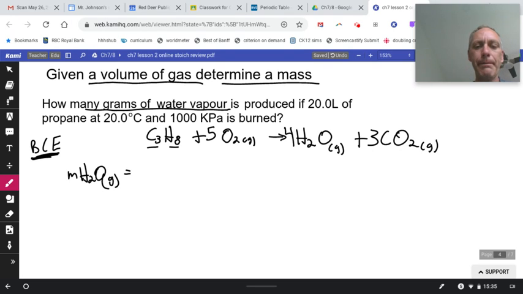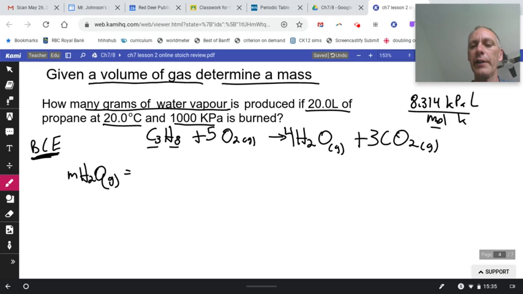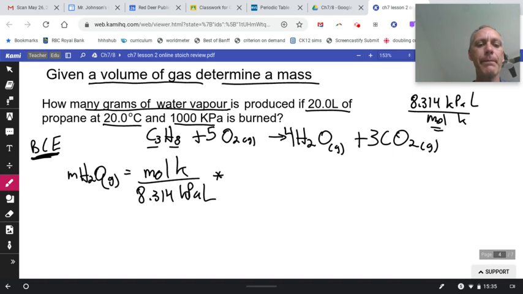Where do we get moles from? From here, we have 20 liters at 20 degrees Celsius and 1,000 kilopascal. 8.314 kilopascal liter over mole Kelvin. There's our moles. So we have to flip our ideal gas constant. Mole Kelvin on top, 8.314 kilopascal liter on the bottom. Okay, let's cancel out. We can get moles of propane from this by canceling everything else out. So Kelvin is on top, so let's put it on the bottom.